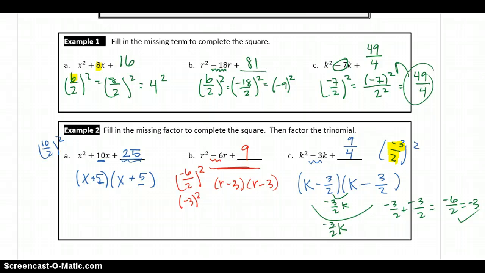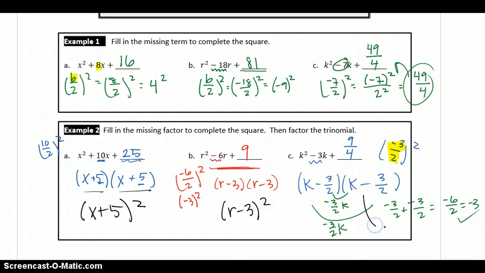So it works out. Now, what do you notice about each of these polynomials when factored? Here we have x plus 5 times x plus 5. Those are the same. If we're multiplying something by itself, that's the same thing as squaring it. So we can rewrite this as x plus 5 squared. Again, in b, we have r minus 3 and r minus 3. We can write that as r minus 3 squared. And our last one we can write as k minus 3 over 2 squared. If we complete the square, when we factor it, we should always get a polynomial that we can rewrite as being squared.